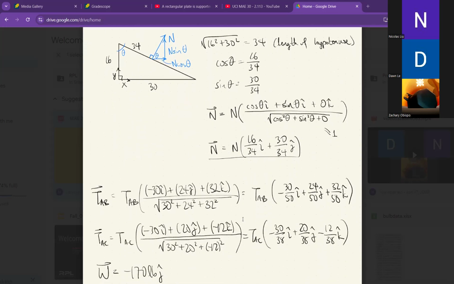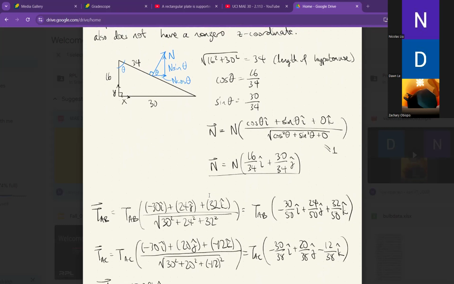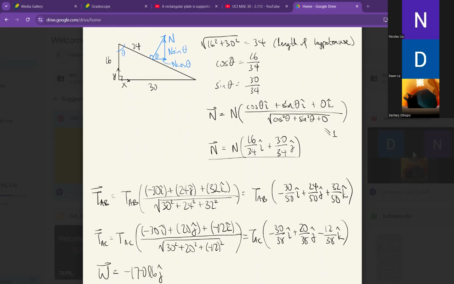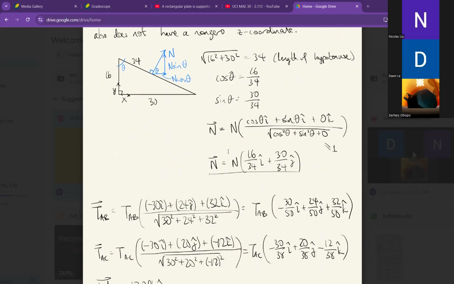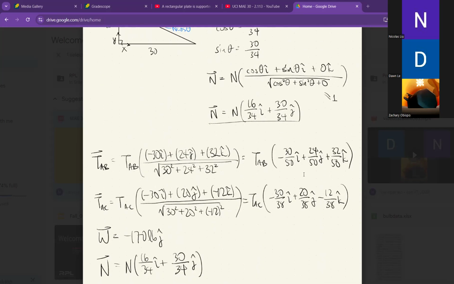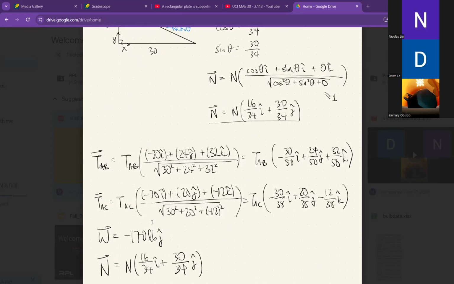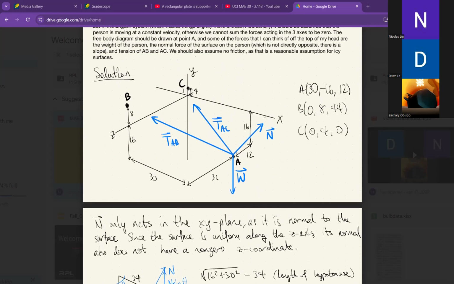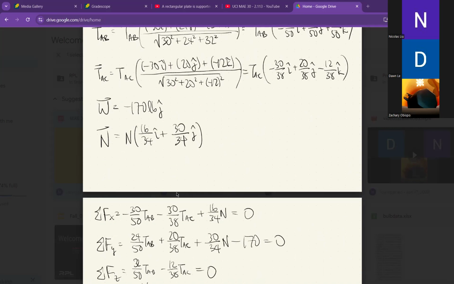And then for the tension of AB and the tension of AC, I did the same thing as you would do in problem two. I put all of these points into the unit vector formulas, and this is what I got for all the coordinates. We're also given the weight as negative 170. It's negative because of how I designated this coordinate system, so it goes only in the negative y direction.